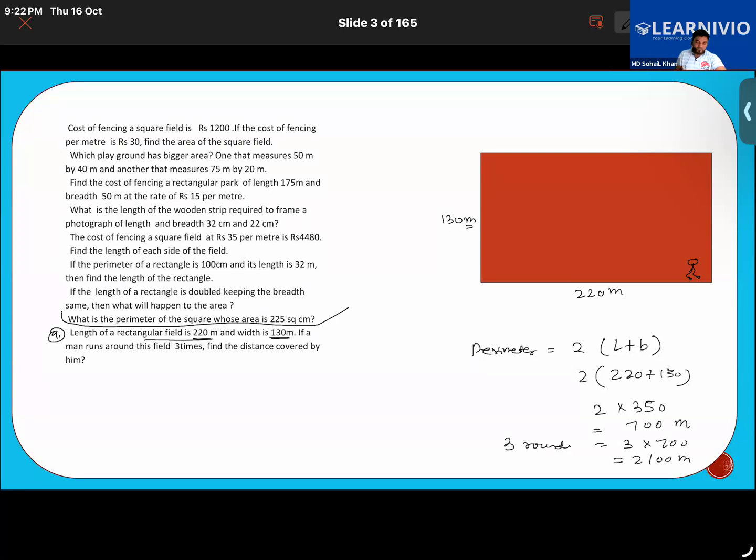Also, make sure in the exam you don't make the error of writing the perimeter in terms of square meter or square centimeter. Perimeter is always in meter, not in square units.